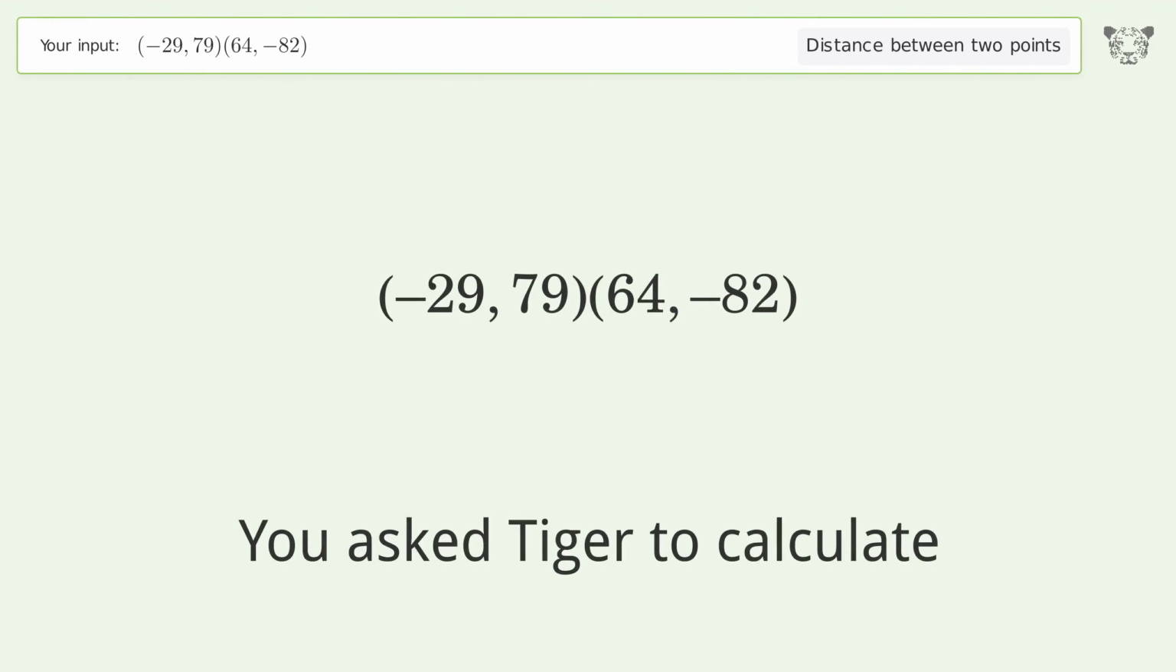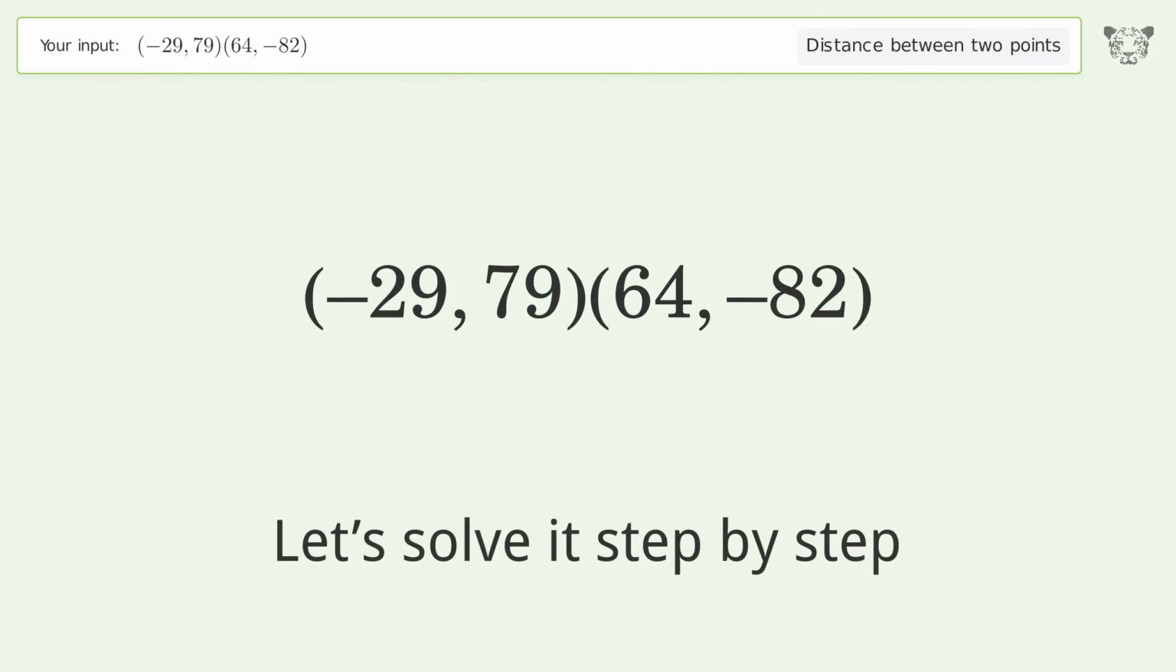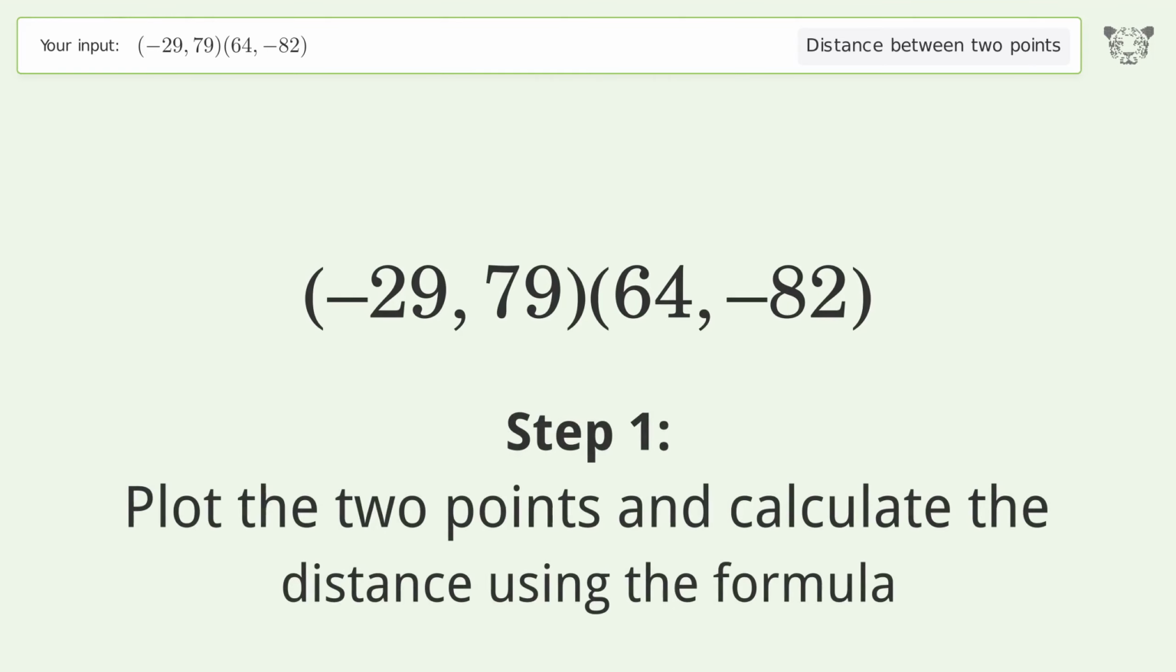You ask Tiger to calculate. This deals with the distance between 2 points. The distance between the 2 points is the square root of 34,570, or 185.93. Let's solve it step by step. Plot the 2 points and calculate the distance using the formula.